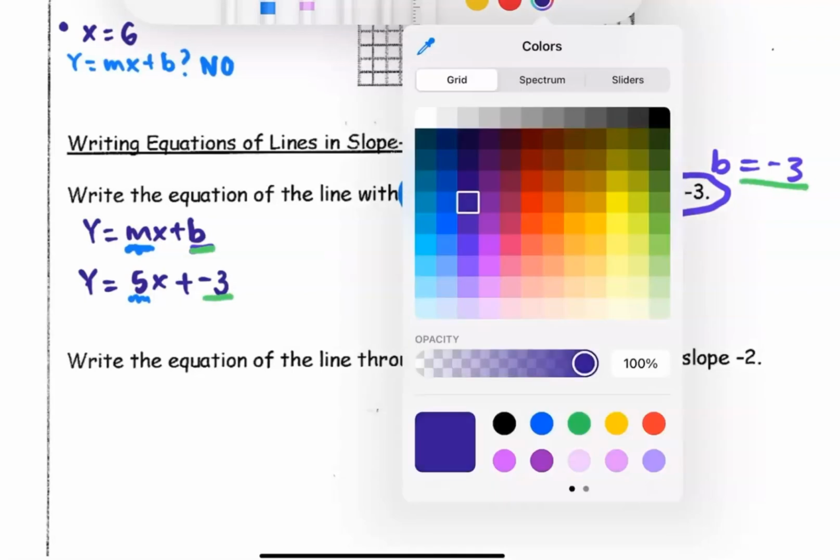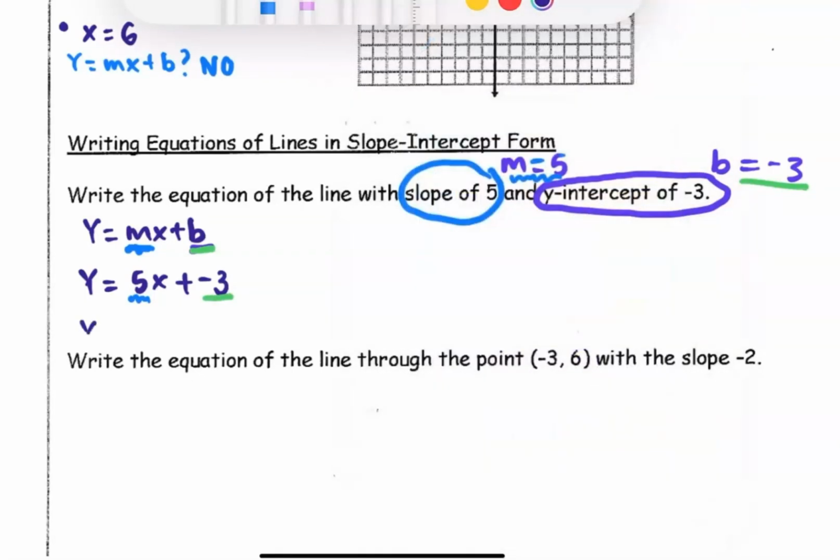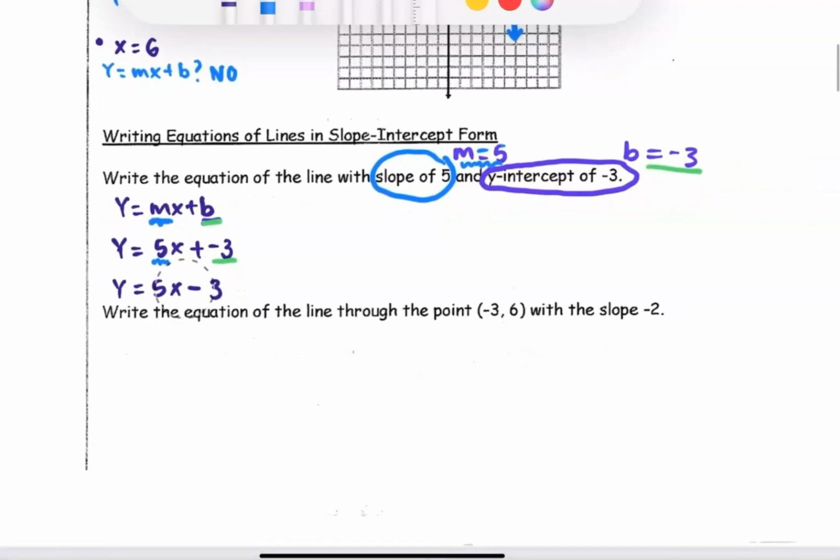From here, I need you to simplify your equation. So it's going to say y is equal to 5x minus 3. Why? Because plus a negative makes a negative. Now, that's it for this question. So I'm going to go ahead and box my answer.